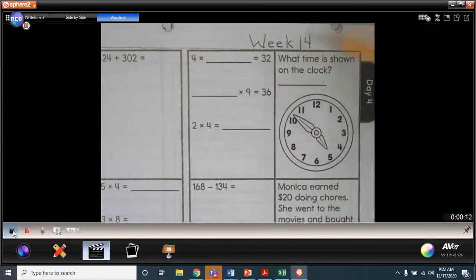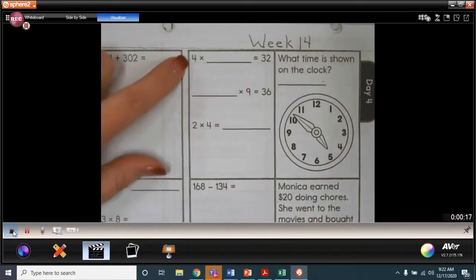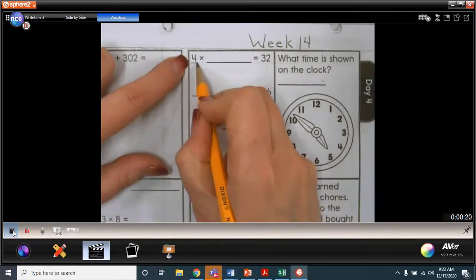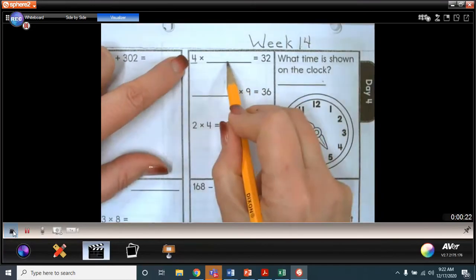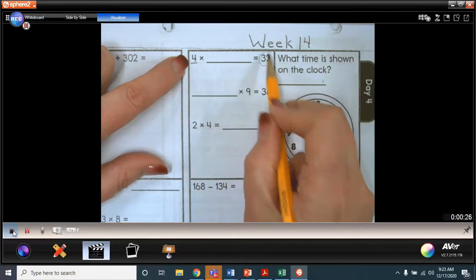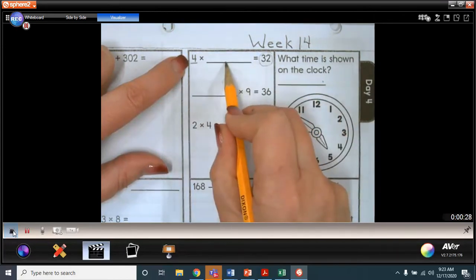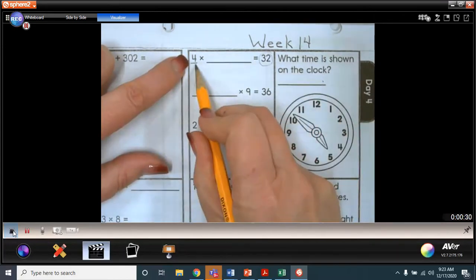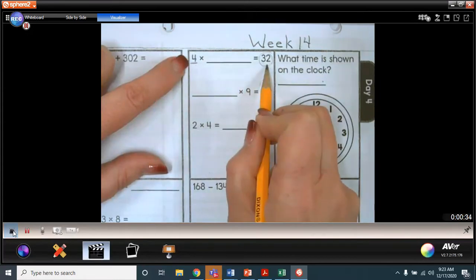The first problems are equations that have a missing factor. So let's take a look at this equation. It tells us we have 4 groups, but we do not know how many are in each group, but our total is 32. So when we add this number 4 times, then we're going to get 32.